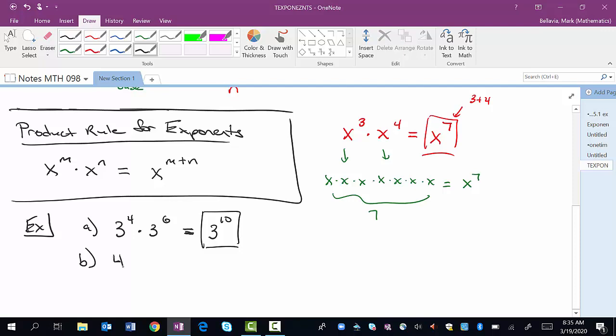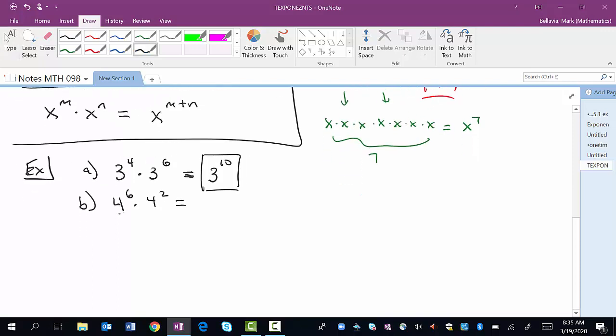Next example, if I had 4 to the 6th power times 4 to the 2nd power. Again, your base is 4, your base is 4, so the bases need to match. That's what the rule really says. So 4 to the 6th times 4 to the 2nd, we know the base stays 4, and you add the powers together because you're multiplying, so 6 plus 2 gives you 4 to the 8th power.